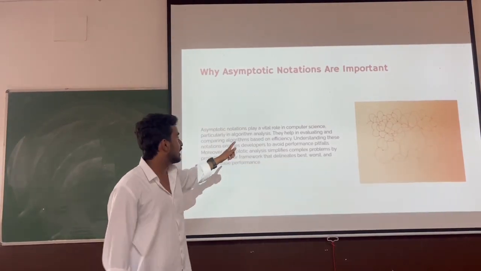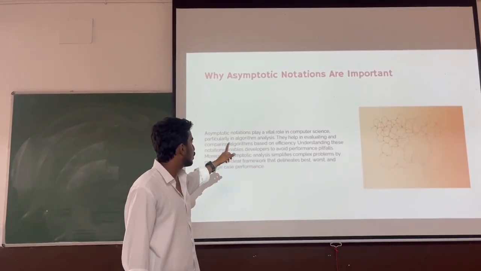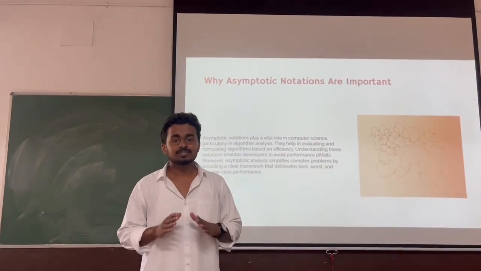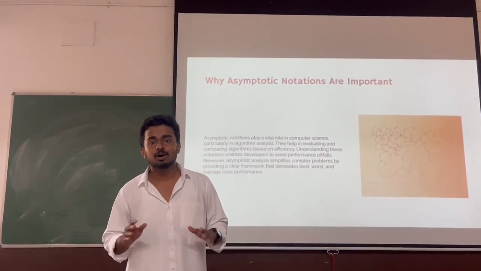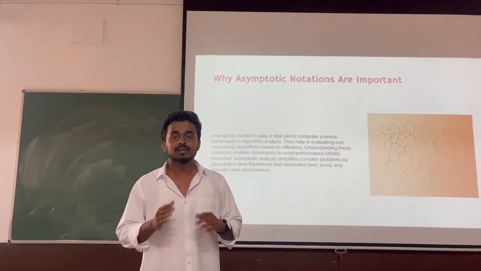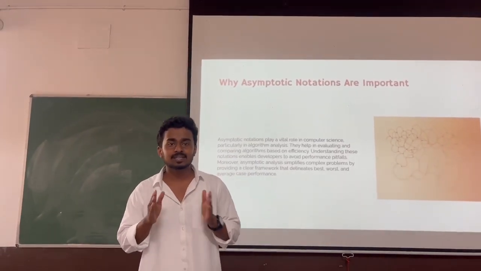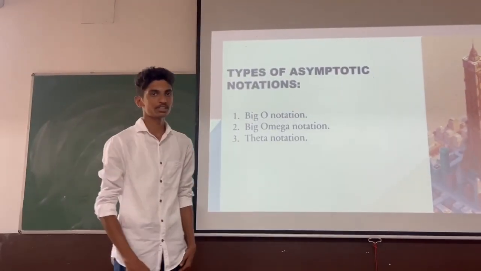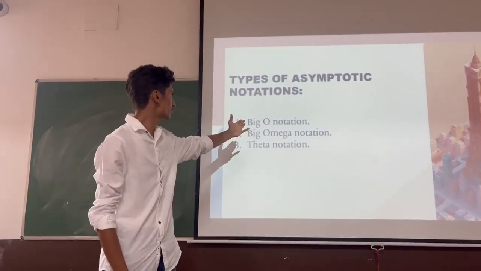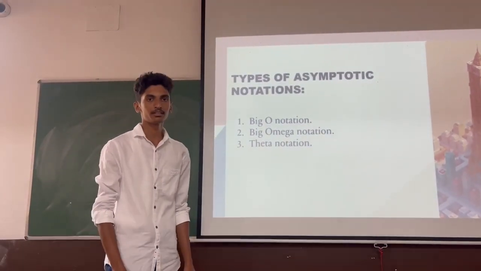Asymptotic notations play a vital role in computer science, particularly in algorithm analysis. Asymptotic analysis simplifies complex problems by providing a clear framework that tells us the best, worst and average case performances. Basically, there are three types of asymptotic notation. They are called big O notation, big omega notation and theta notation.